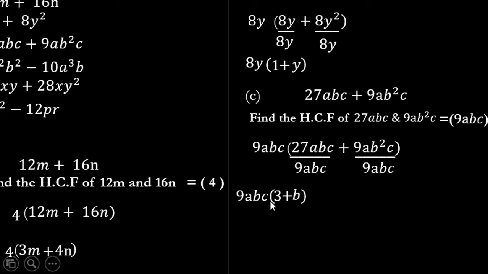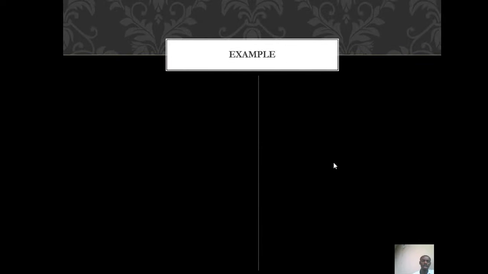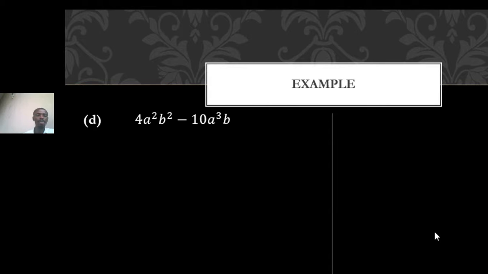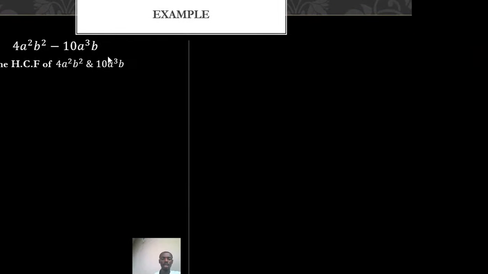Okay, so let's move on, and more examples are lining up. We are having 4a squared b squared minus 10a cubed b cubed. So the HCF of 4a squared b squared and 10a cubed b cubed.